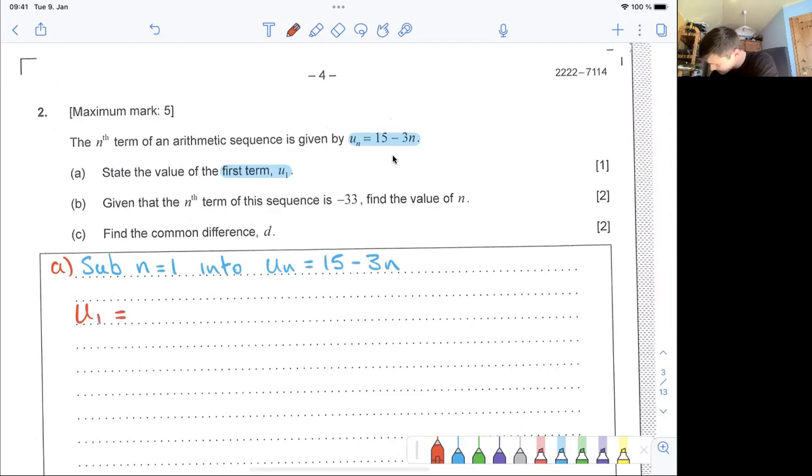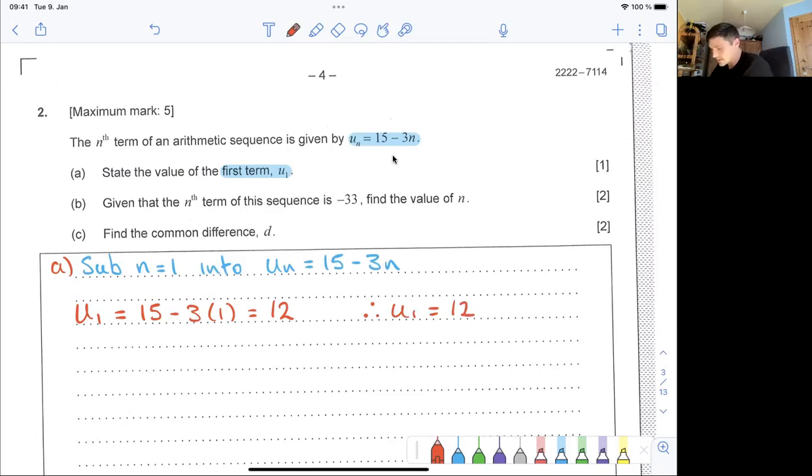because n is equal to 1. u1 is equal to 15 minus 3 times 1, which just equals 15 minus 3, which is going to be 12. All right, and so then we can put over here, therefore, u1 is equal to 12. Lovely. Okay, let's move on to part B.